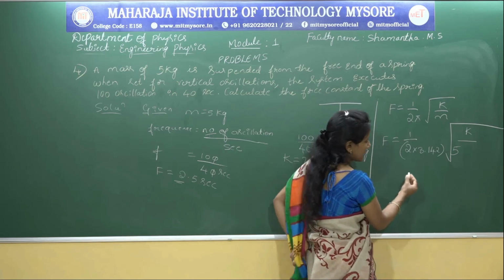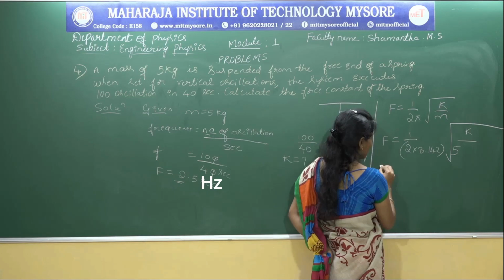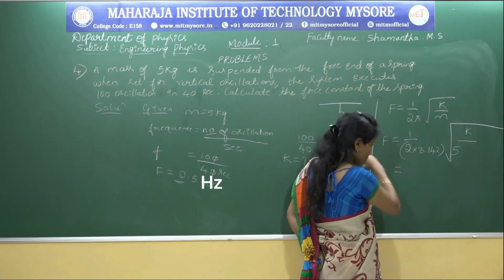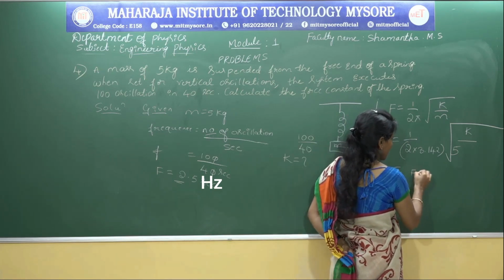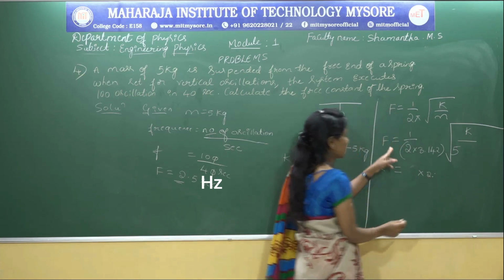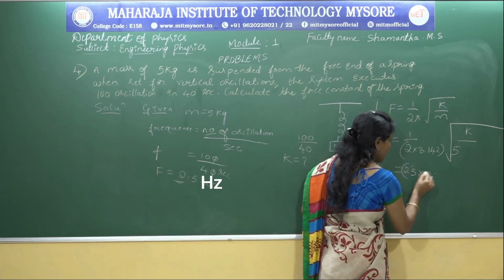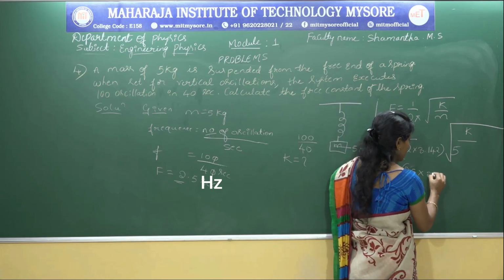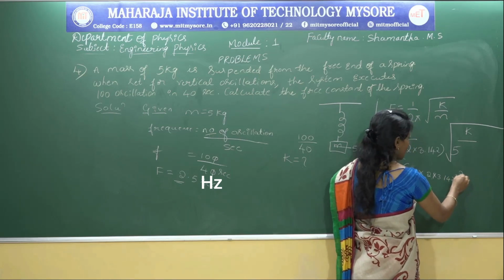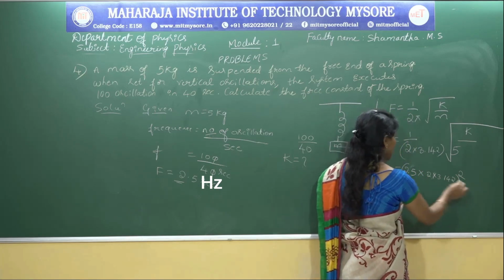So, make the rearrangement. Apply the square on both sides, then we will get k is equal to f into 2 into 3.142 whole square into m. The frequency value we know, just substitute the frequency value: 2.5 into 2 into 3.142, whole square, into 5.